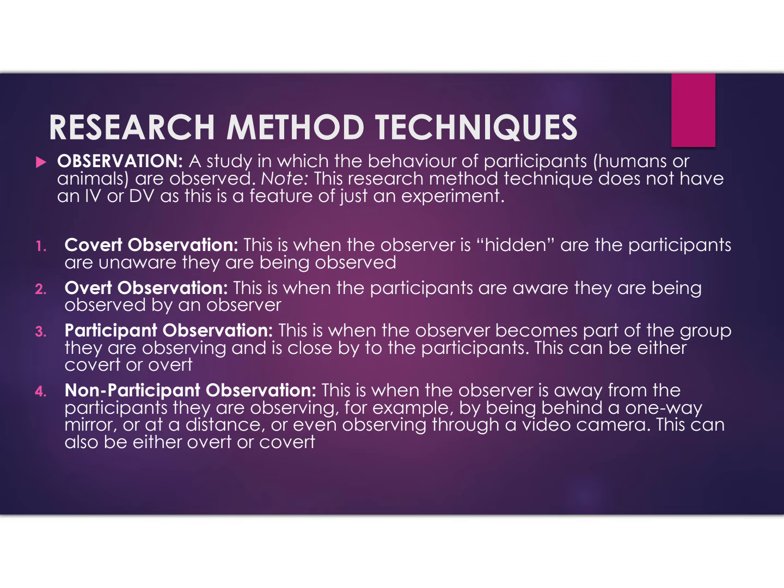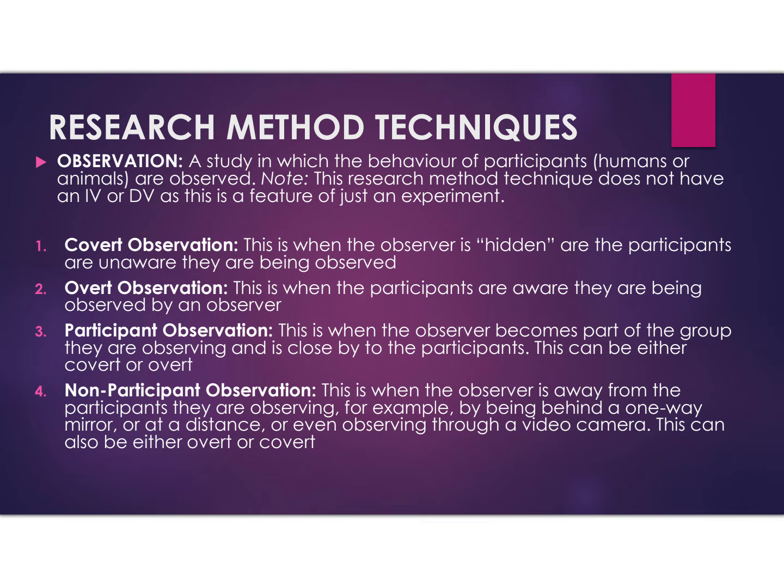Now, what are the types of observations? We have a covert observation, which is when the participant is unaware that they're being observed. So in a covert observation, the observer is hidden. The participants do not know that they're being observed. And this could be done in numerous ways.